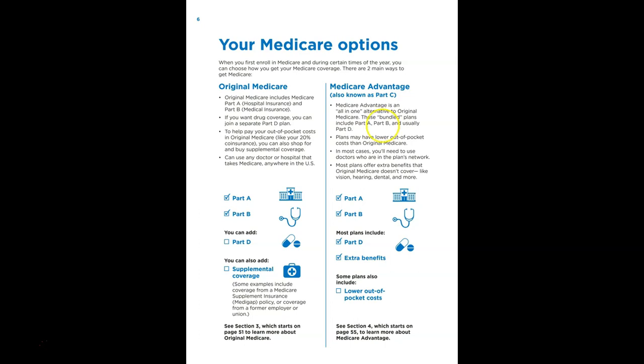Plans may have lower out-of-pocket costs than original Medicare, which is true, of course, unless you have a Medicare supplement plan. In most cases, you'll need to use doctors who are in the plan's network, as we discussed, and most plans offer extra benefits. Now, this is why a lot of folks end up going with the Medicare Advantage plans, because they are lower cost. In some cases, you can get a Medicare Advantage plan for zero cost, and it includes your A, your B, it includes your Part D.